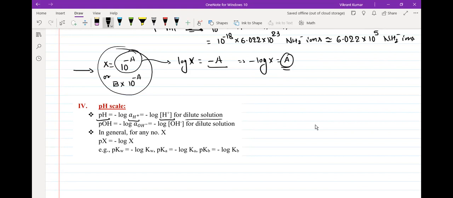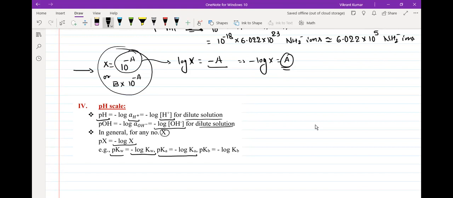So pH is minus log of active mass of H plus, which can be called minus log of H plus concentration for dilute solution. Similarly, pOH will be called minus log of active mass of OH minus, which can also be written as minus log of concentration of OH minus for dilute solutions. In general, if you are having some number x, then px means minus log of x. Like pKw, I told about Kw now.